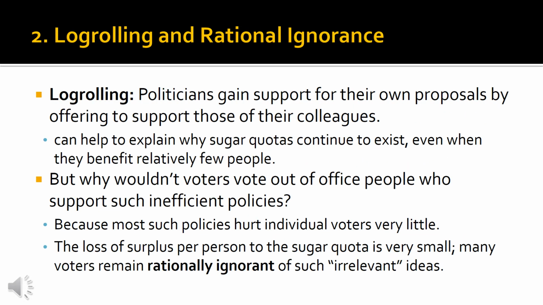Next idea is log rolling and rational ignorance. Log rolling is when one politician gets support for their bill by promising to support the bill of one of their colleagues. So this is another reason why sugar quotas continue to exist, even when they benefit relatively few people. A politician has certain legislation that they want passed, so they'll agree to support someone else's bill. They'll agree to support the sugar quota as long as the politician who's sponsoring the sugar quota agrees to support their bill. So they end up trading votes. That's how a lot of bills end up getting passed or getting increased support.